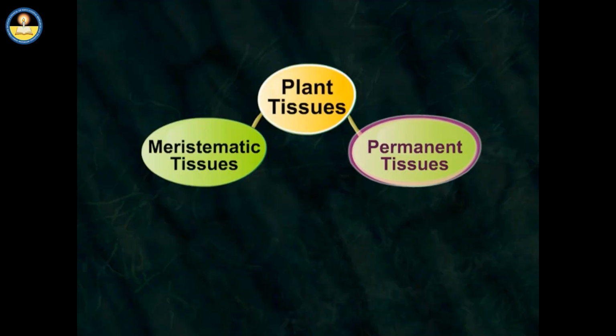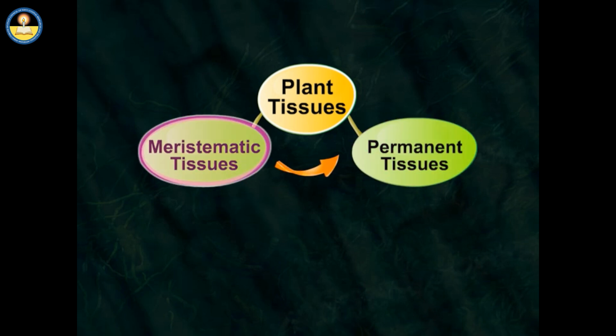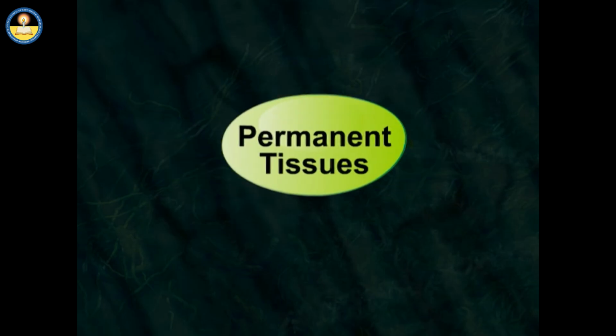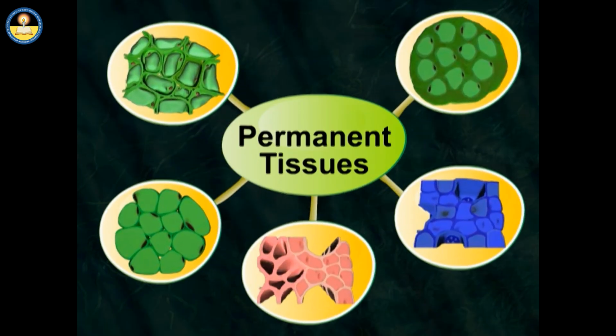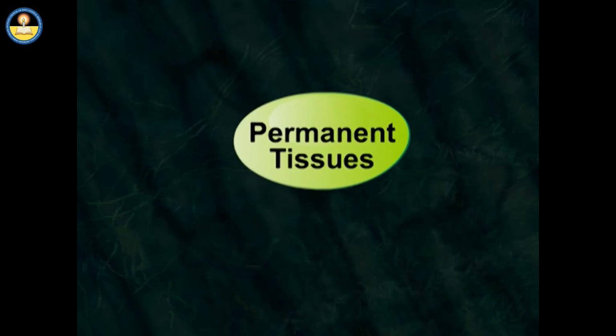Permanent tissue. The second category of plant tissues is permanent tissue. These tissues are actually derived from meristematic tissues. The cells of permanent tissues do not have the ability to divide. These cells are already differentiated into different tissue types and are now specialized to perform a specific function.